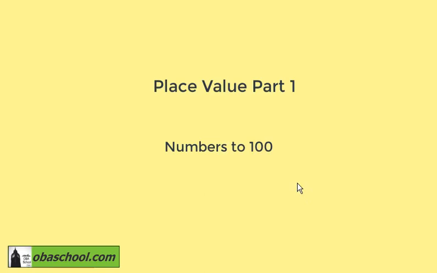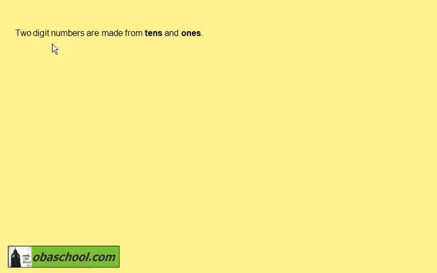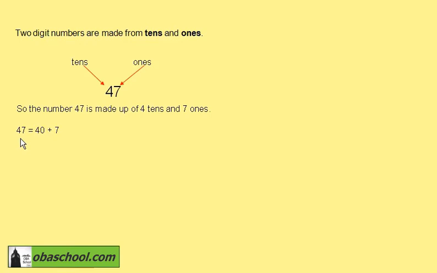Numbers to 100. Two-digit numbers are made from tens and ones. Take 47 for example. 47 is made up of tens and ones. So the number 47 is made up of 4 tens and 7 ones. We can write 47 as 40 add 7.